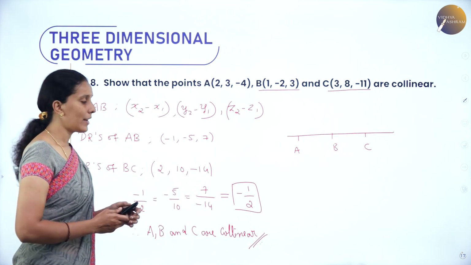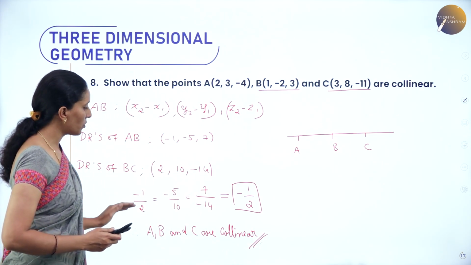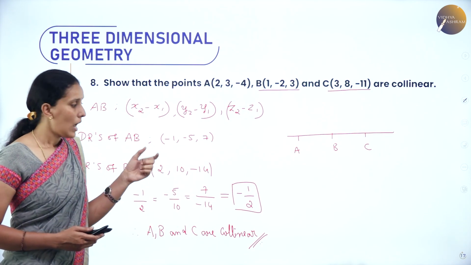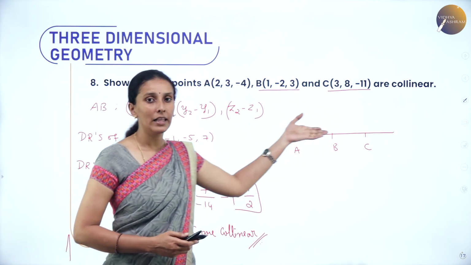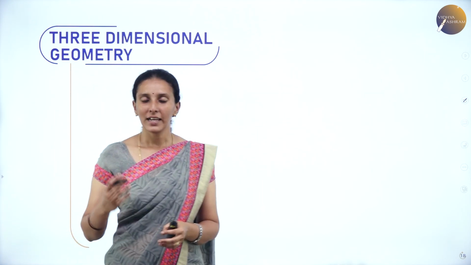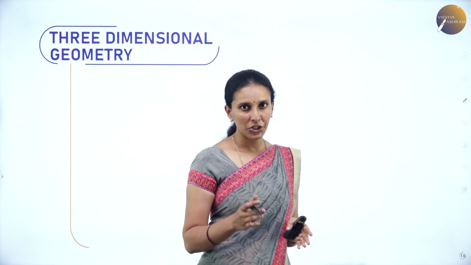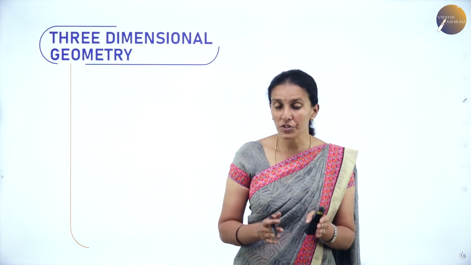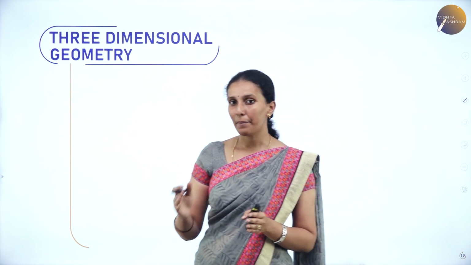So thus what we can conclude is, if the direction ratios of the two line segments are proportional, then we can say that they are collinear. So thus we have learnt about the direction ratios as well as the direction cosines of a line in three-dimensional form. So we'll meet you in the next session.